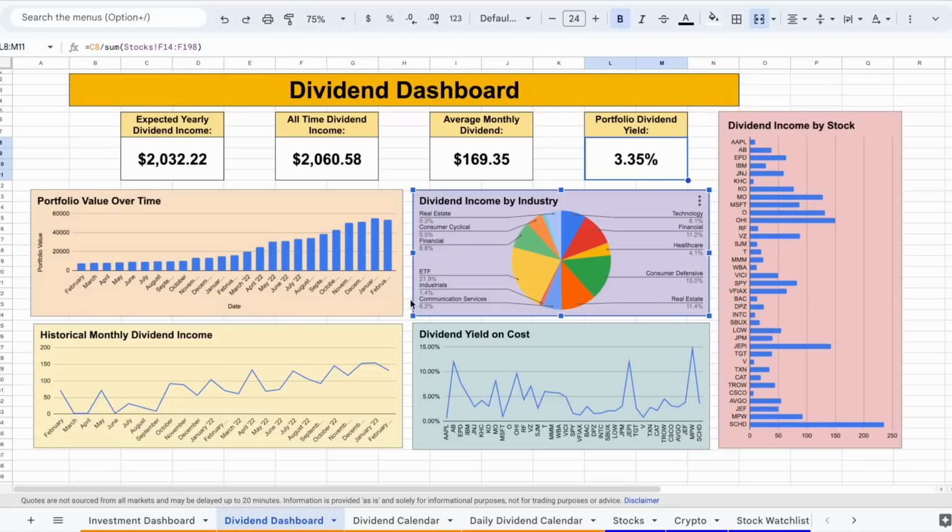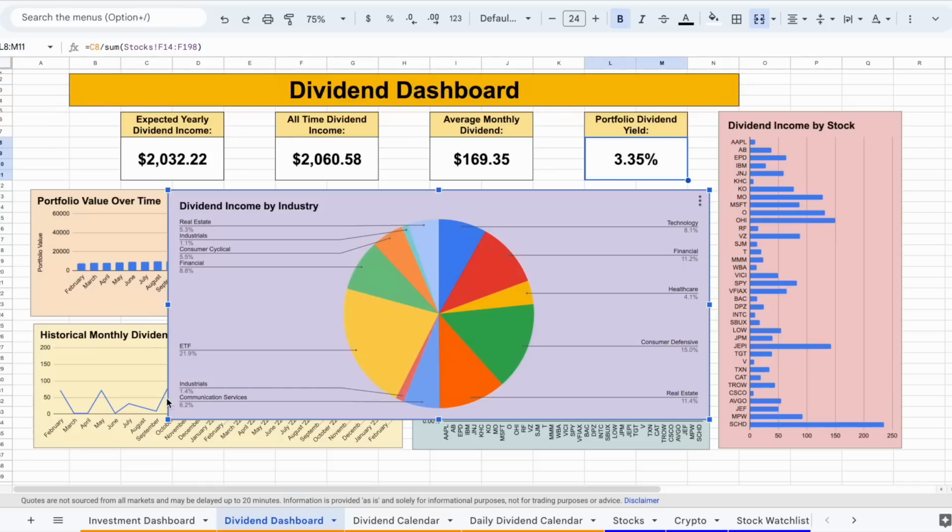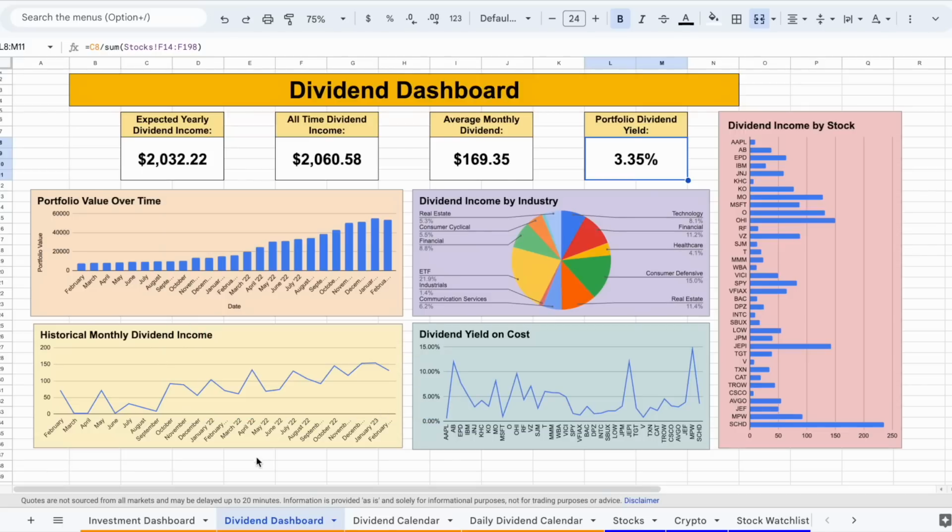And if we look at my dividend income by industry now, we can see ETFs are going to be paying me 22% of my dividend income. So again, ETFs will be paying me more in dividend income than any other industry, as we can see right here. Now let's go ahead and jump back over to our investment dashboard.